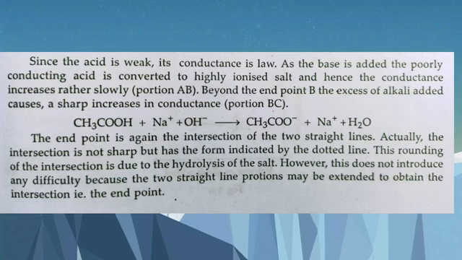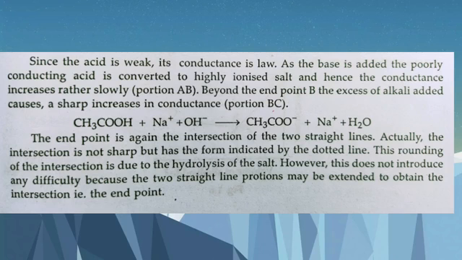Since the acid is weak, its conductance is low. As the base is added to the poorly conducting acid, it is converted to highly ionized salt, and hence the conductance increases rather slowly. Portion AB. Beyond the endpoint B, the excess of alkali is added, now the remaining alkali, that is the excess, gives a sharp increase in conductance, portion BC. So dissociation takes place as such. The acetic acid CH3COOH plus NaOH, so acetate ion will be formed and the sodium positive plus H2O, salt and water.